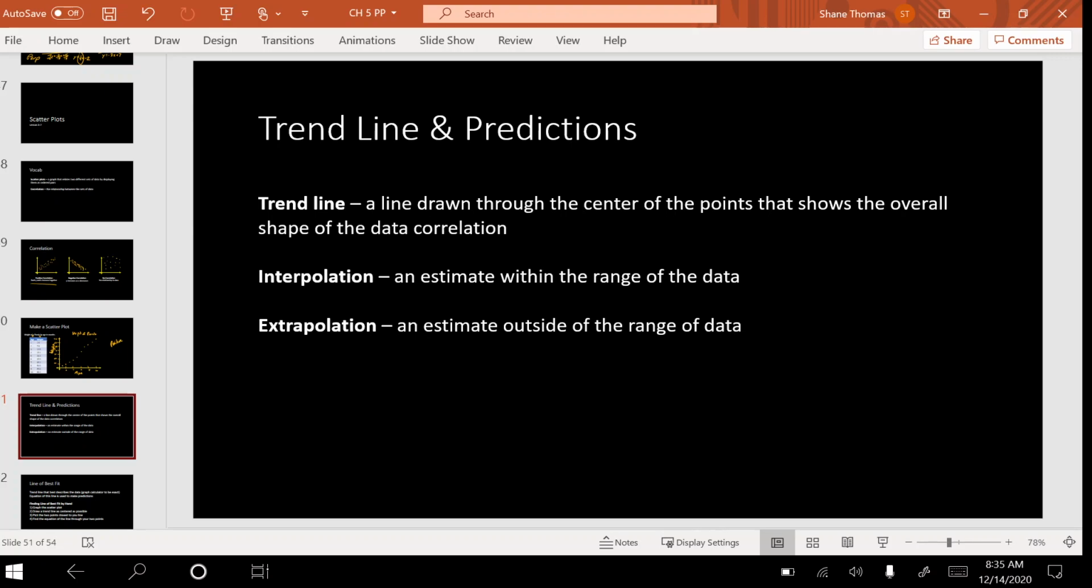Now, one big thing. People always mess this up on a trend line. It is not connect the dots. You might not actually touch any single dot. It is not connect the dots. It is one single straight line. That is a trend line. We're also going to use this as a line of best fit as well.